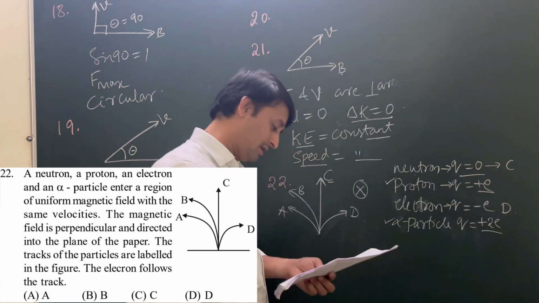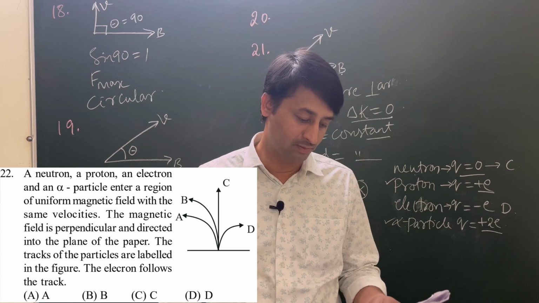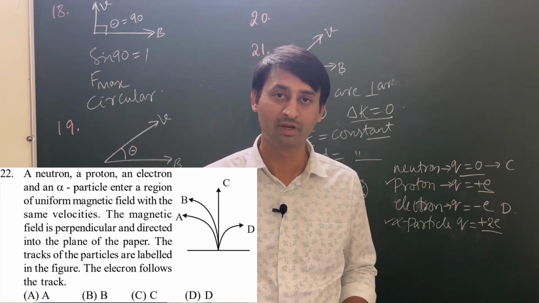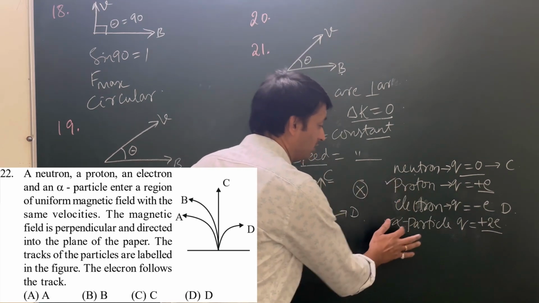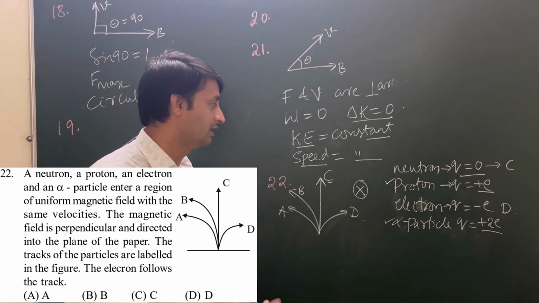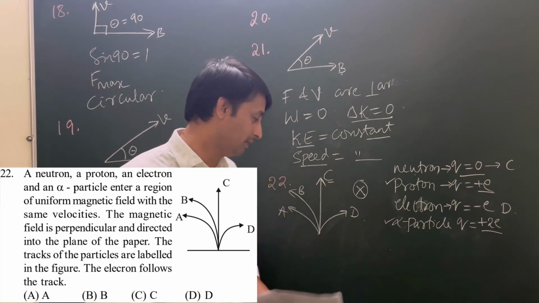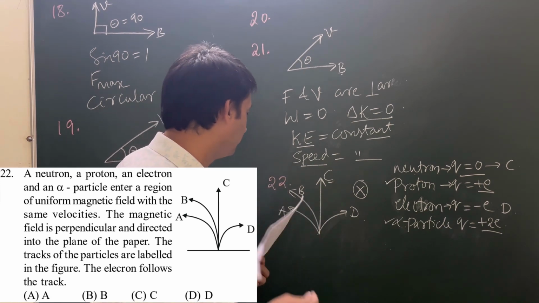The electron will follow the track D. Option D is the correct answer. So here we have to find out which is the proton and which is the alpha particle. They are not asked to find out which is proton and which is alpha particle, but you should be knowing which is a proton and which is an alpha particle.